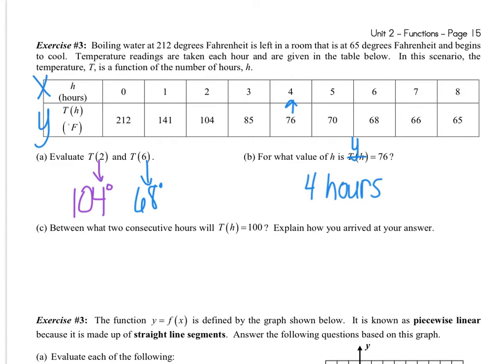All right, on to part C. It says between which two consecutive hours will the temperature equal 100? And I know this because T of h is my y, which is really 100. So let's look up in the table. You can see that 100 does not exist, but that's why it asks between which two consecutive hours. So where is the temperature dropping past 100? Well, it's happening here, between 2 and 3 hours. And why? Well, it's because 100 falls between 104 and 85.